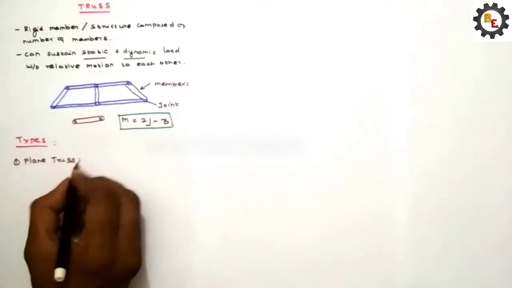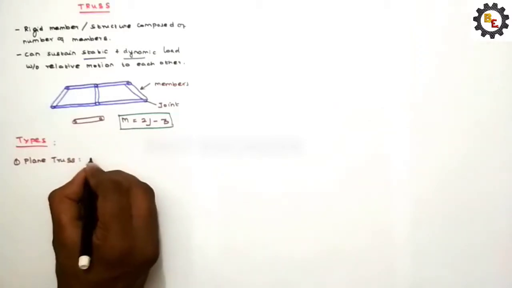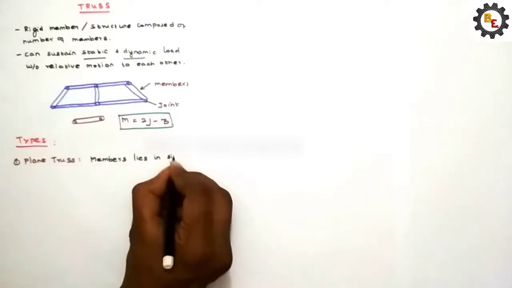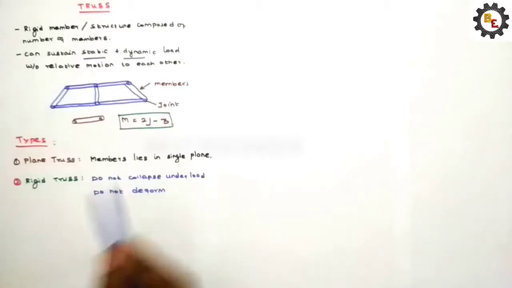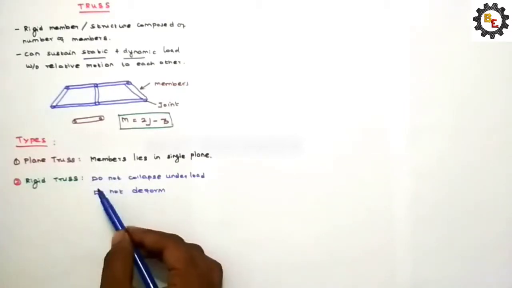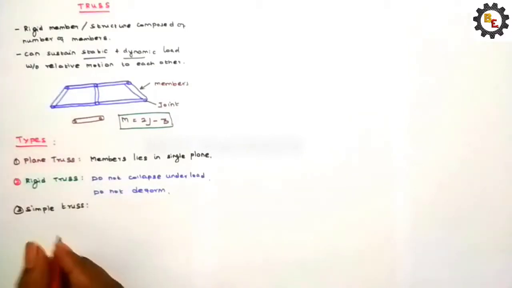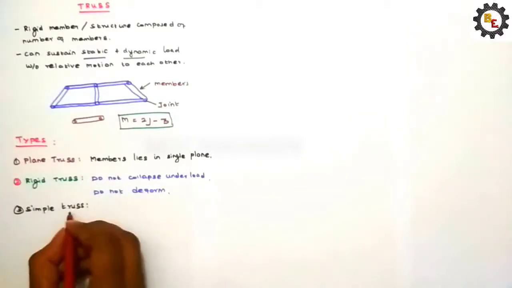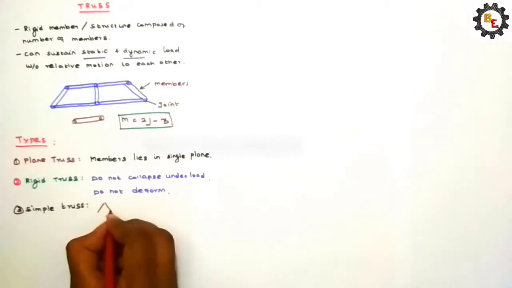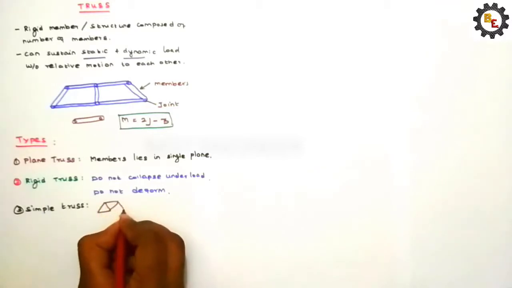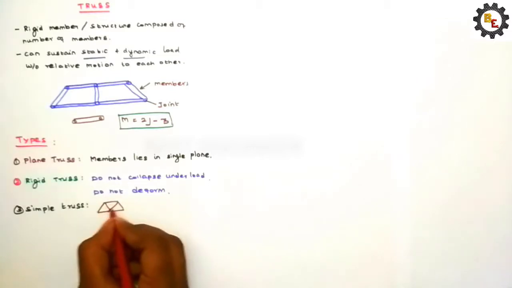Plain truss. In plain truss, the members lie in a single plane. Second one is rigid truss. This truss does not collapse under load, does not deform while applying the load. Simple truss is a truss constructed by simple triangles, by adding triangles. This one is called simple truss. This truss is constructed by a number of triangles.